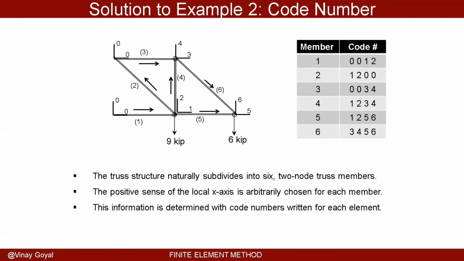So the truss structure has been divided into 6 two-node truss members. The positive sense of the local x-axis is arbitrarily chosen for each member, and this information is then determined with code numbers written for each element. Very, very nice.